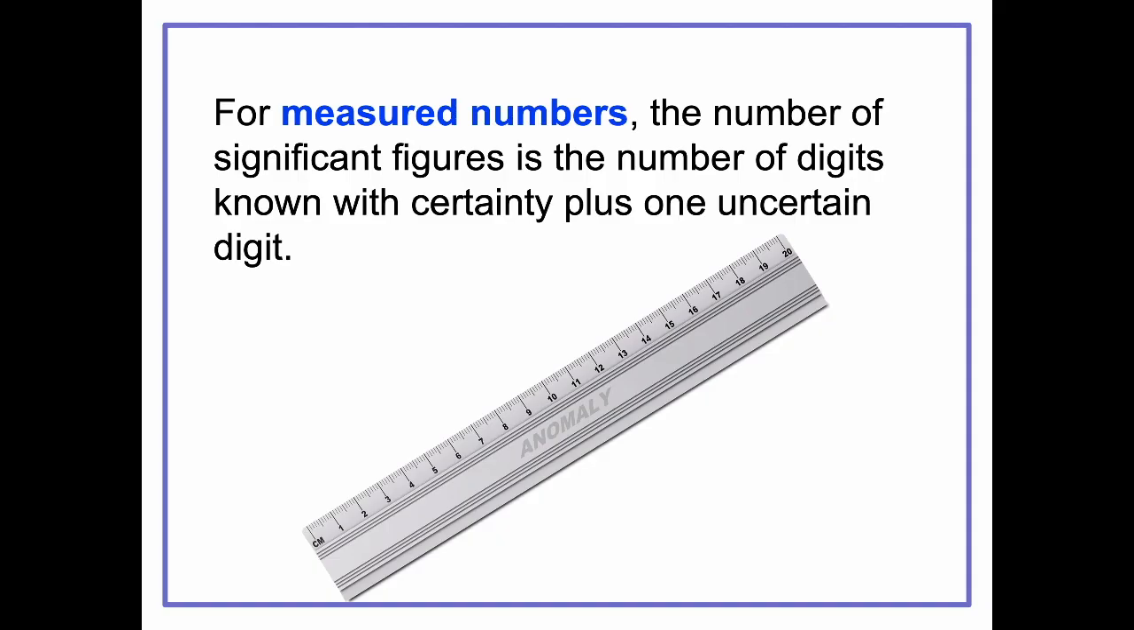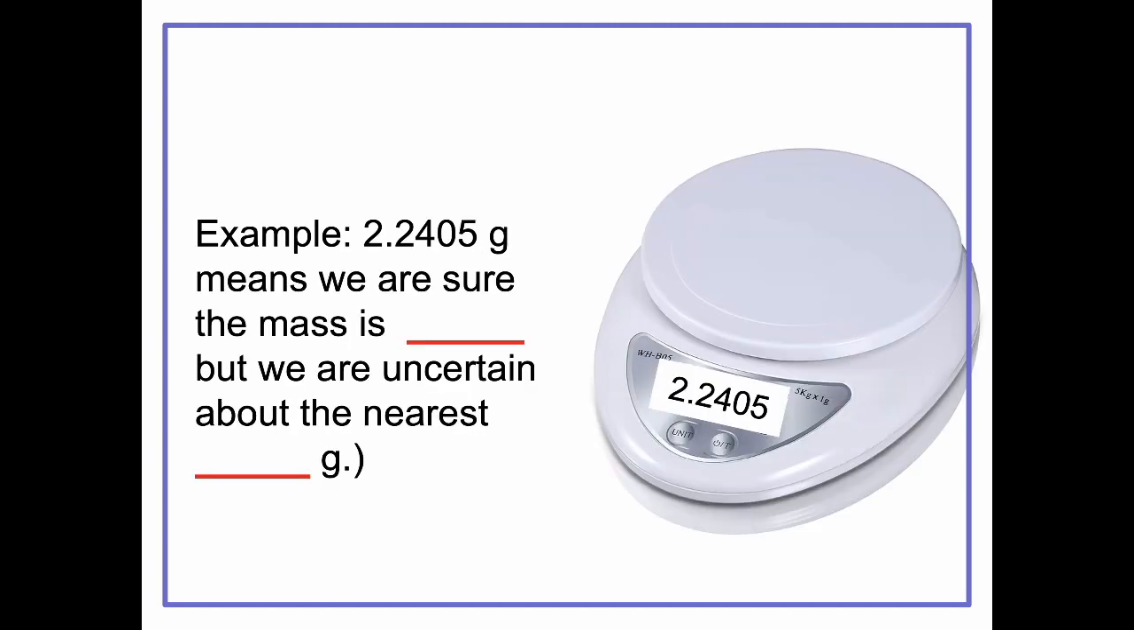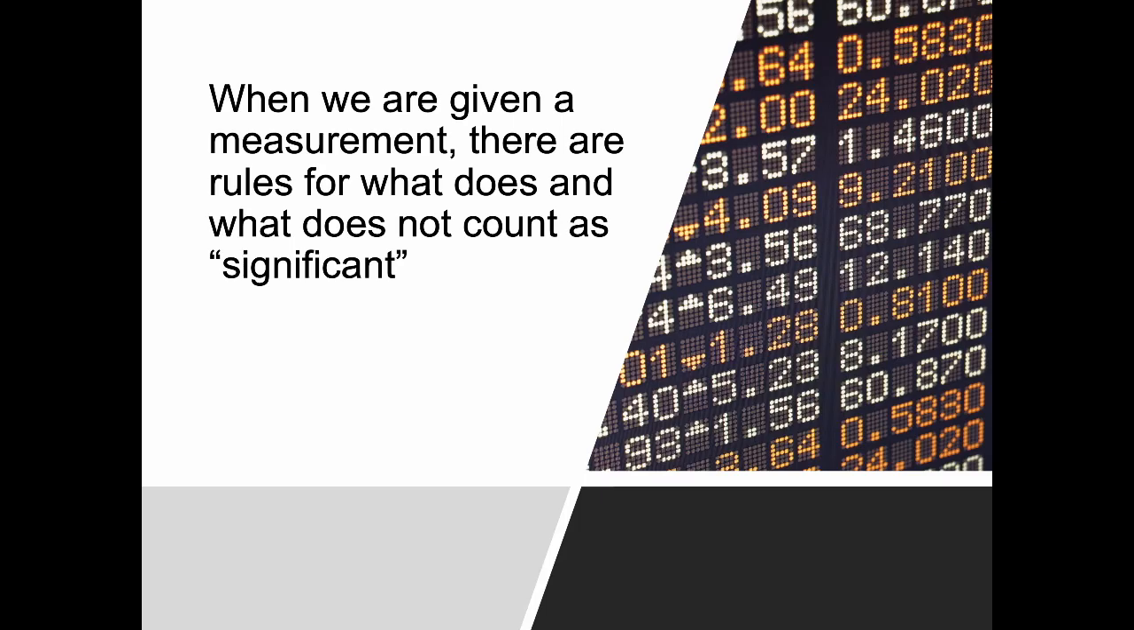For measured numbers, the number of significant figures is the number of digits known with certainty plus one uncertain digit. For example, 2.2405 grams means that we're sure that the mass is 2.240 grams, but we're uncertain about the 10,000ths place. When we're given a measurement, there are rules for what does and what does not count as significant.